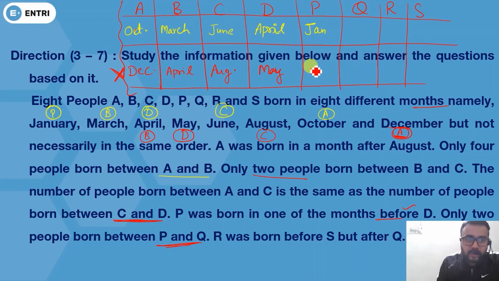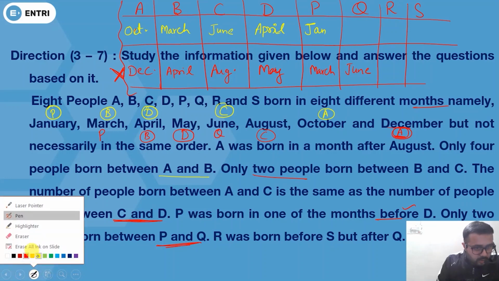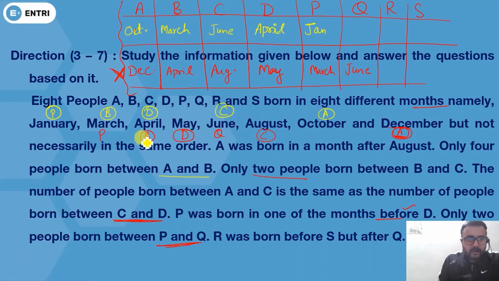P will be born in March according to this. If he is born in March, then Q will be in June. So Q is here and P is here. Okay, this is clear. Now in yellow color, see here, there are two people between P and Q.